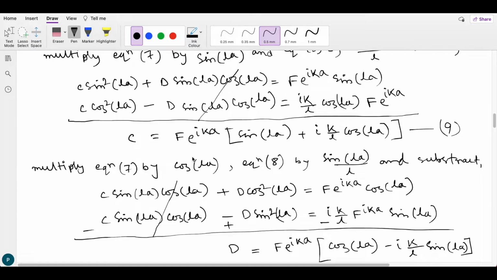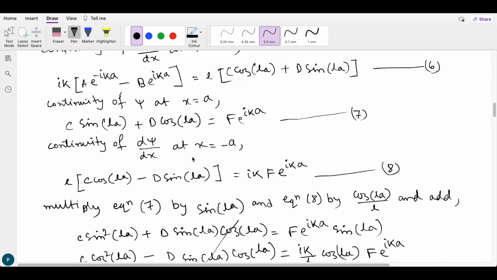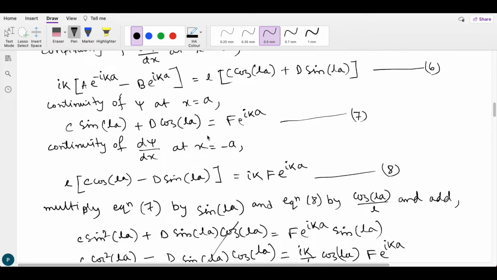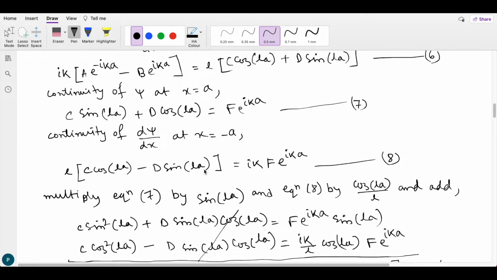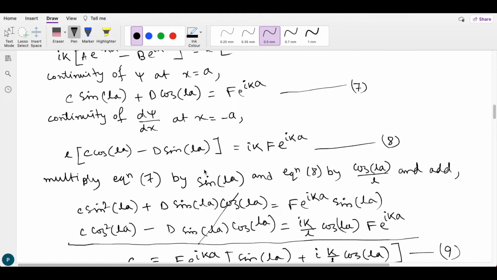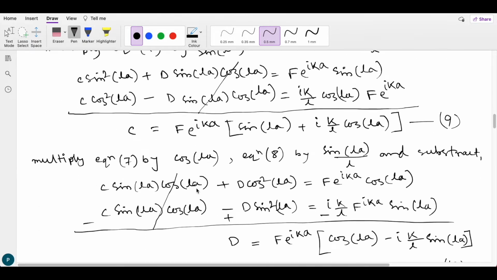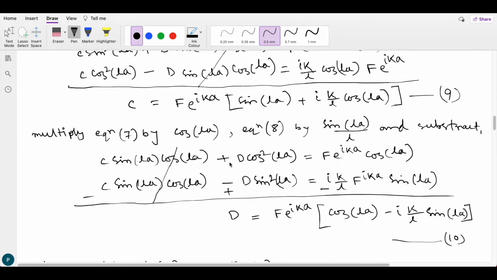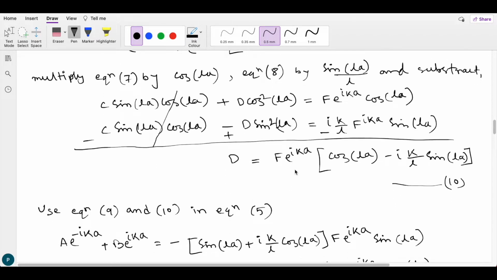Now similarly, if we multiply equation 7 by cos la and equation 8 by sin la by l, and if we subtract them, we get D. So if we multiply them, we get these two equations, and if we subtract them, the first term cancels out and we can get D equals this equation 10.